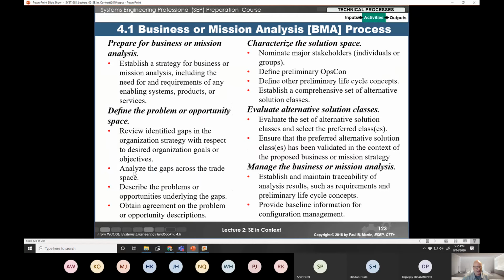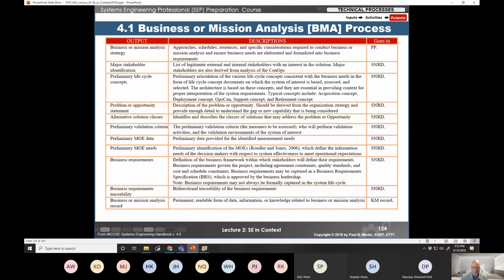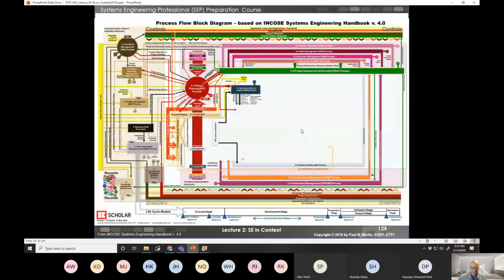So prepare and define your space, characterize your solution space, evaluate your alternative classes, and then, once you do your analysis, manage that analysis for the rest of the life cycle.